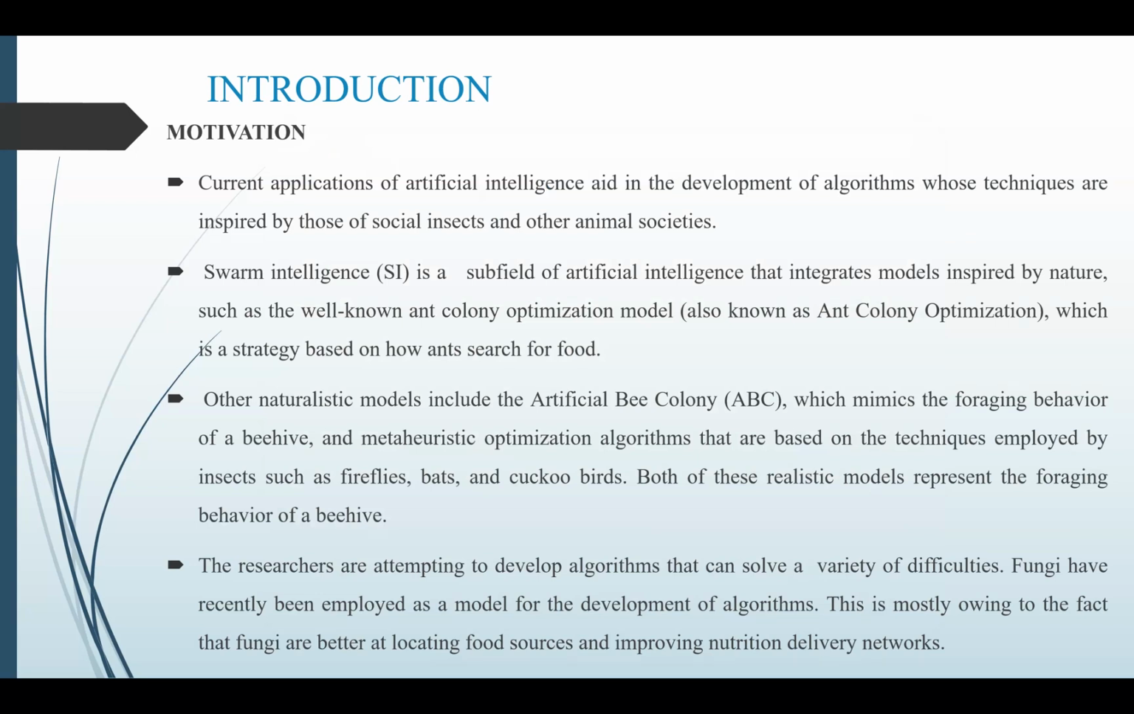Other models include artificial bee colony, which mimics the foraging behavior of the beehive, and meta-heuristic optimization algorithms that are based on the techniques employed by insects such as fireflies, bats, and cuckoo birds. Both of these realistic models represent foraging behavior. The researchers are attempting to develop algorithms that can solve a variety of difficulties, and fungi have recently been employed as a model for the development.